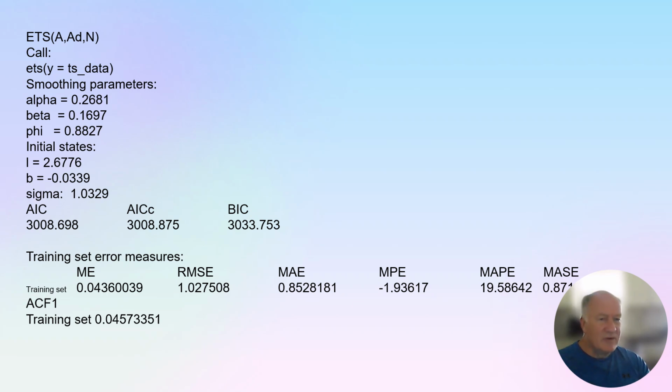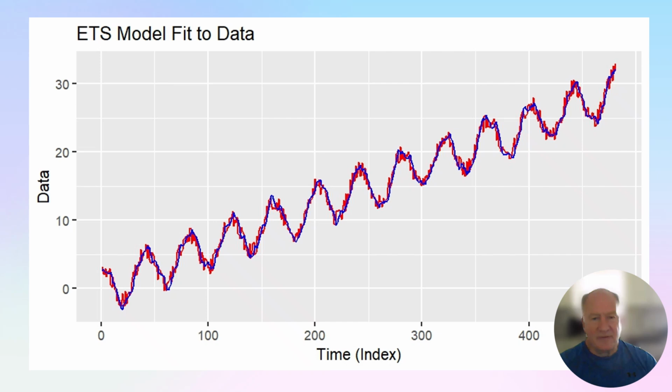After ETS is called, it produced an additive error, an additive damped trend, and no seasonality, and it used some smoothing parameters that are listed here. Alpha was about 0.27, beta was about 0.17, and phi was about 0.88, and it looked at the initial states, and we can see the AIC, the AIC corrected, and the BIC, and it fitted the model to the data.